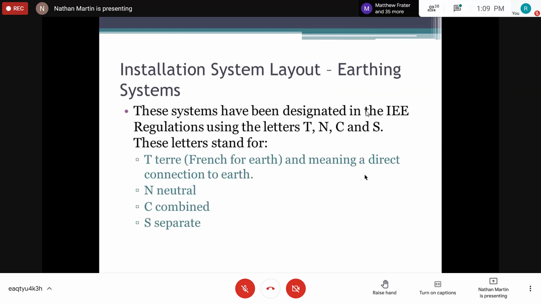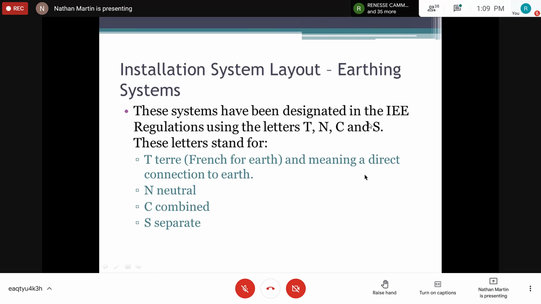All right, so we're going to look at the different types of earthing system. These systems have been designated in the IEE regulation using the letters T, N, C, and S. Other codes that exist, such as NEC and JS21, are really derivations of the IEE regulation, the Institute of Electrical Engineers regulation.